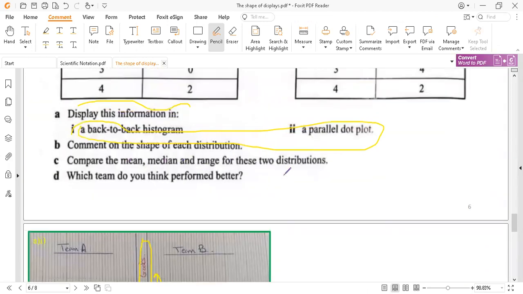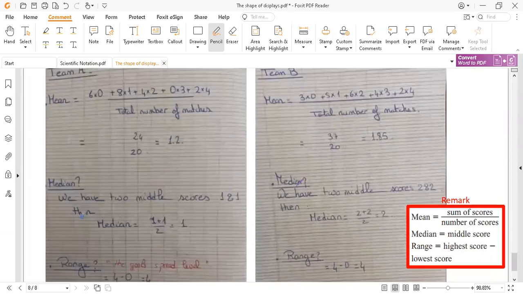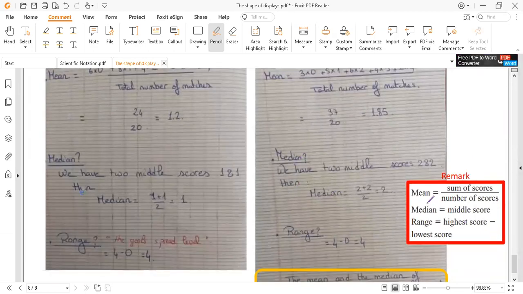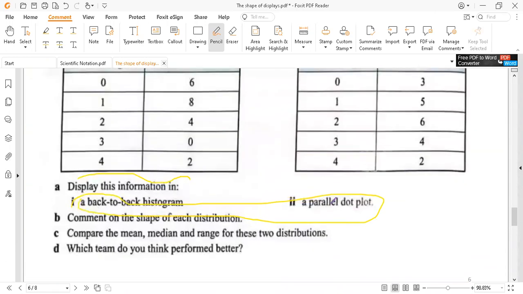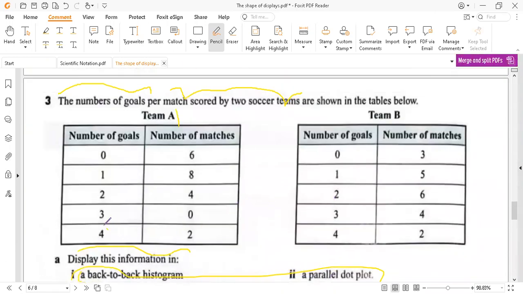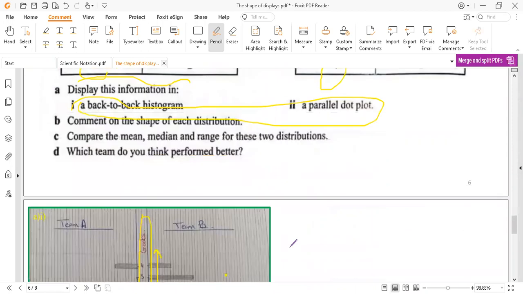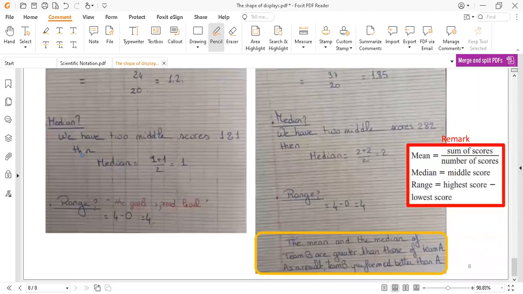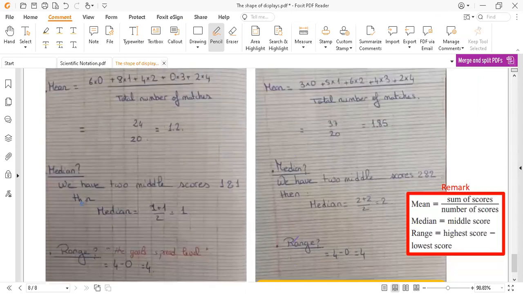Compare the mean, median, and range for these two distributions. We should review the mean: the mean is the sum of scores over the number of scores. The median equals the middle score, and the range equals the highest score minus the lowest score. For both teams the highest score is 4 and the lowest is 0, and 4 minus 0 is 4, so the range is the same for both teams.